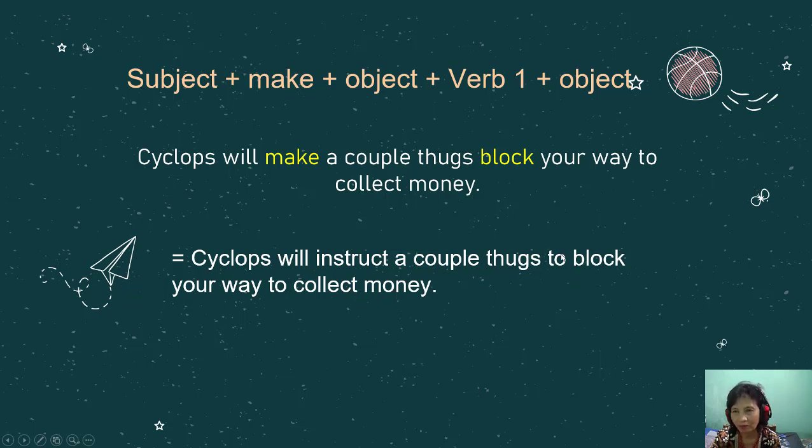To block. When we use the causative verbs, let's see this structure: no to, this is the base form. But when we use instruct or command, you must have to here. So it is with the to infinitive.